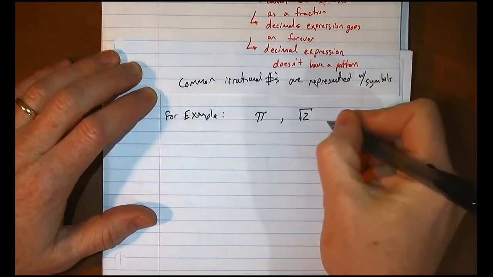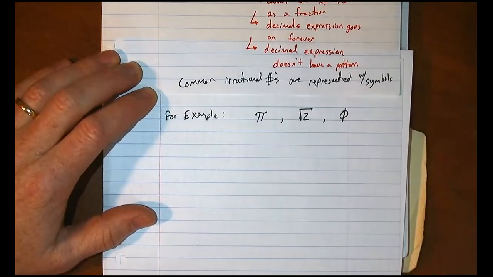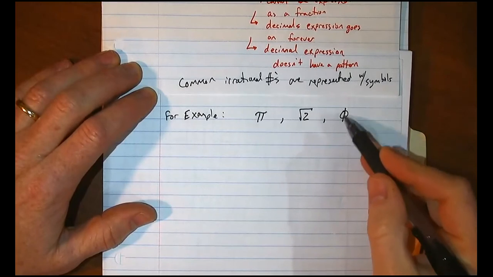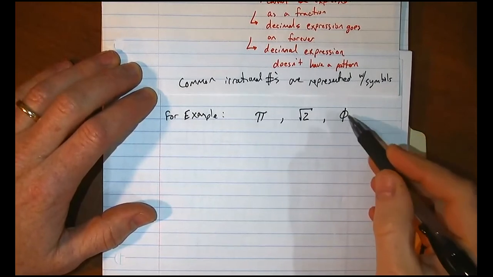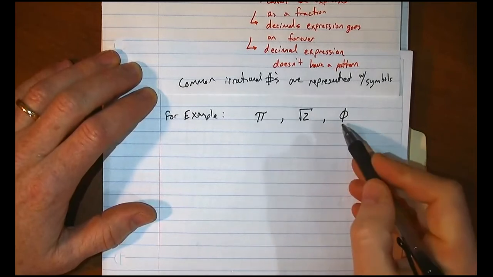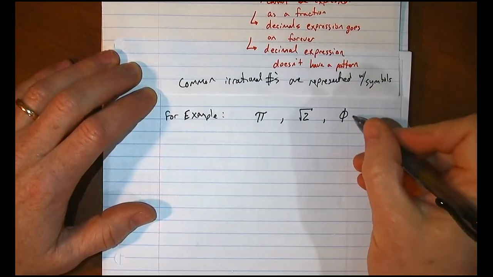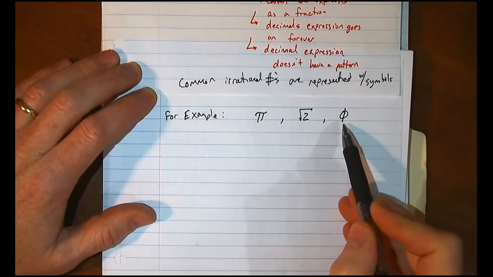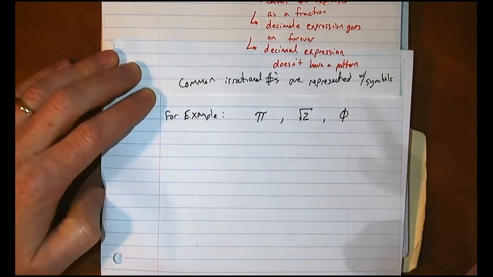There's another number that's very, very common. I pronounce it as phi. Some people pronounce it as phi. It's a number that occurs in a lot of architecture and a lot of patterns in nature. You may have heard of it if you ever watch math videos. It's also known as the golden ratio. This is a decimal that goes forever, but we just use a Greek letter to represent that decimal.